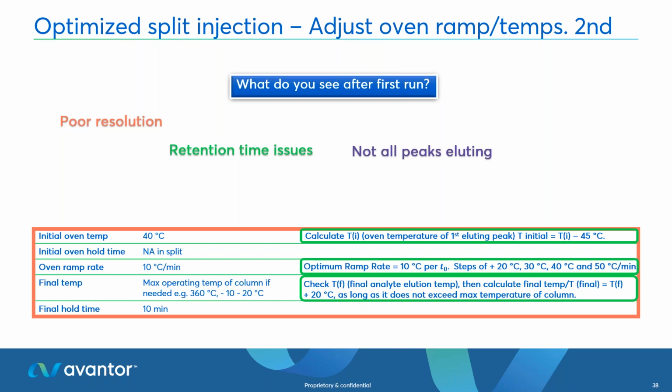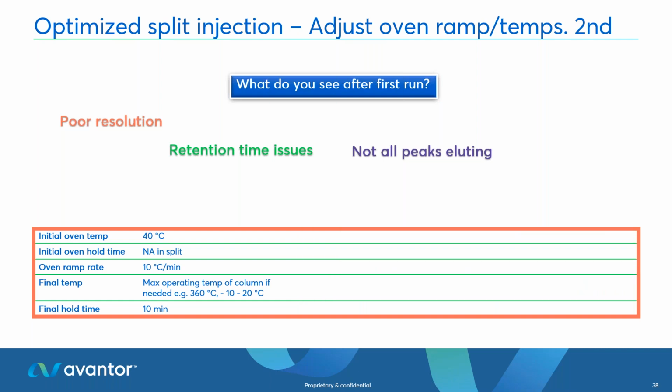Not all peaks eluting, so they're obviously being lost somewhere, or maybe this is out the split vent. So this is more issues maybe with the sample introduction. But if you're losing them at the end of the run, maybe adjust the hold time because you might be losing them here.